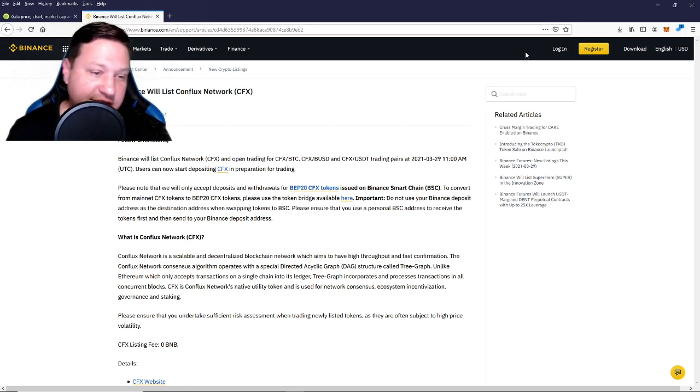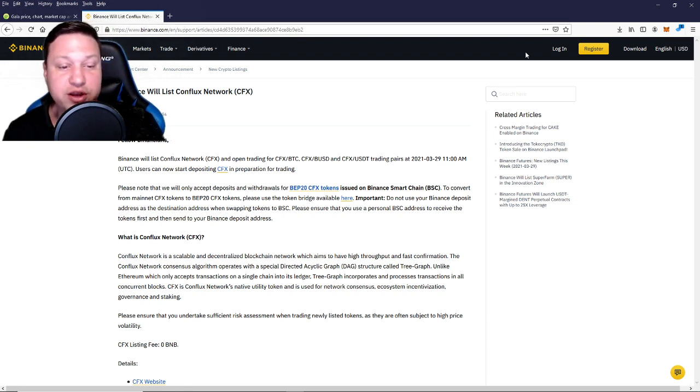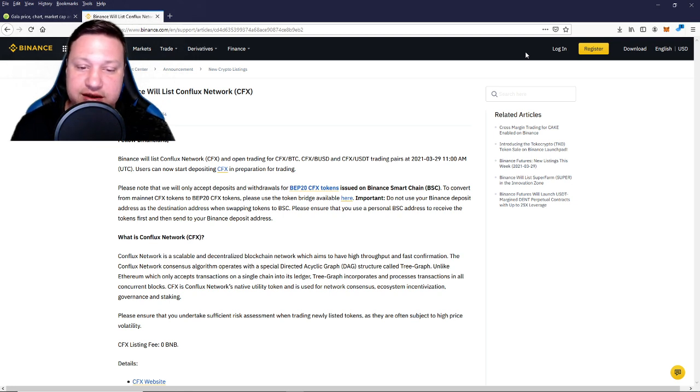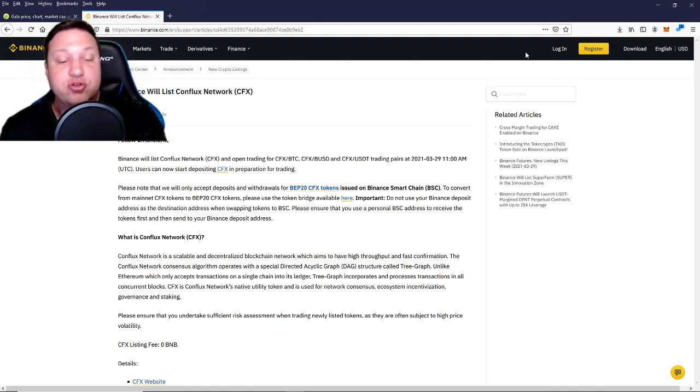Let's see what Binance says the Conflux Network is. The Conflux Network is a scalable and decentralized blockchain network which aims to have high throughput and fast confirmation. The Conflux Network consensus algorithm operates with a special directed acyclic graph structure called the tree graph. Unlike Ethereum, which only accepts transactions on a single chain into its ledger, tree graph incorporates and processes transactions in all concurrent blocks. CFX is Conflux Network's native utility token and is used for network consensus, ecosystem incentivization, governance, and staking. Please ensure that you undertake sufficient risk assessment when trading newly listed tokens, as they are often subject to high price volatility. Okay, great description of what CFX is, guys.